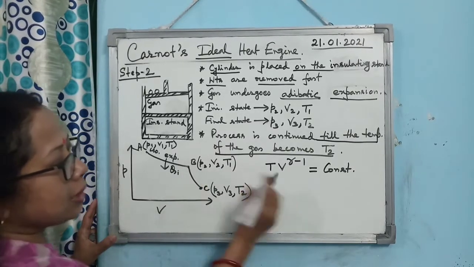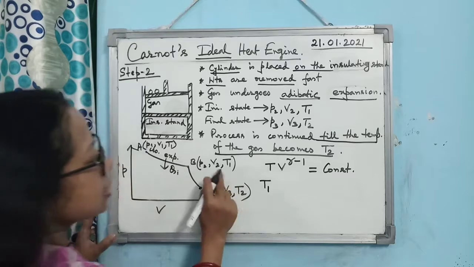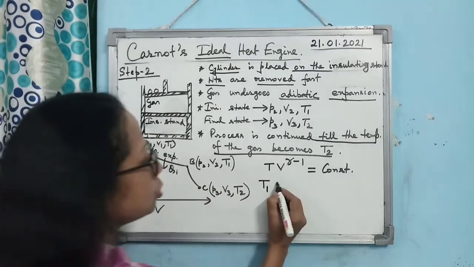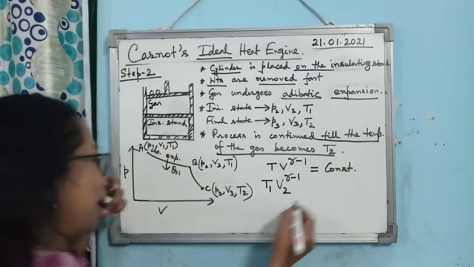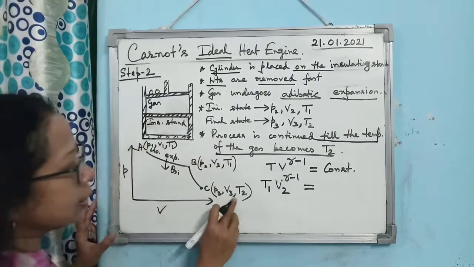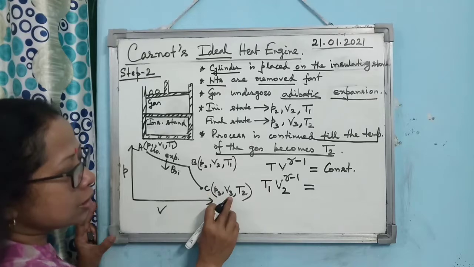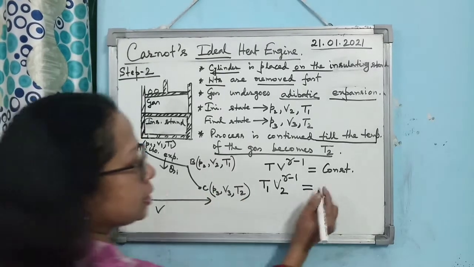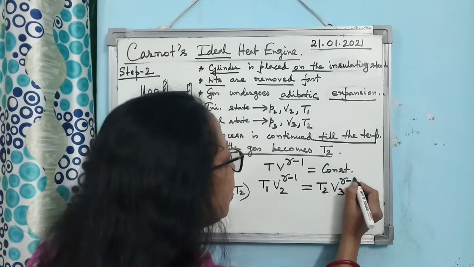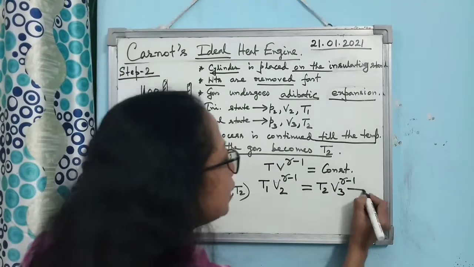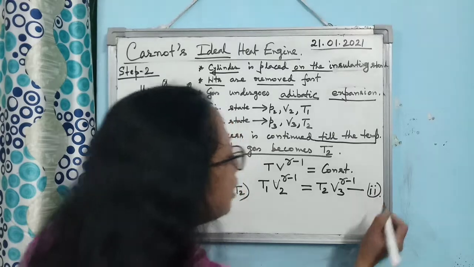What is the initial temperature? T1. What is the volume at that time? V2. So you can write T1 V2 to the power gamma minus 1 is equal to, for the point C, what is the volume? V3, temperature T2. So you can write T2 V3 to the power gamma minus 1. So this is equation number 2.